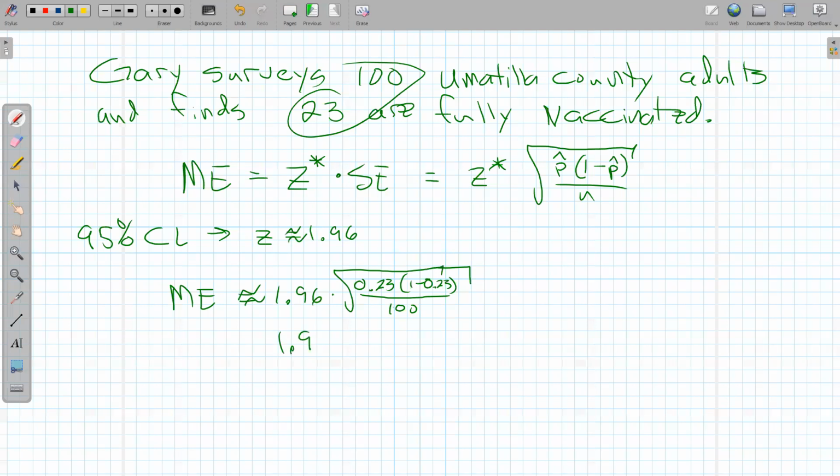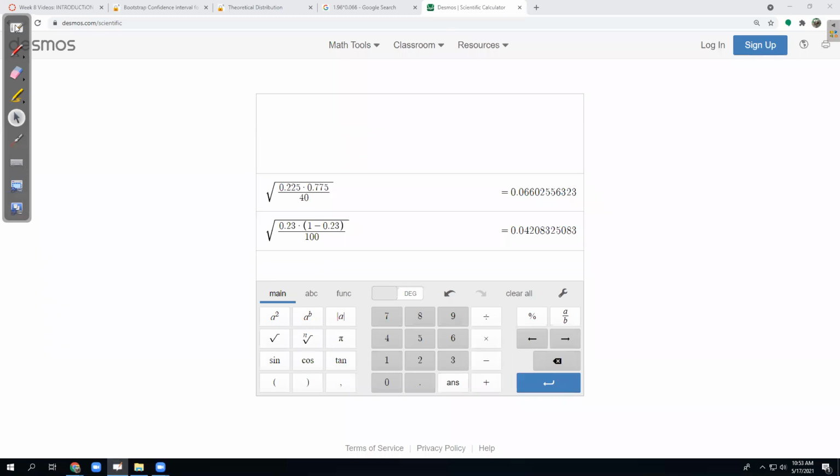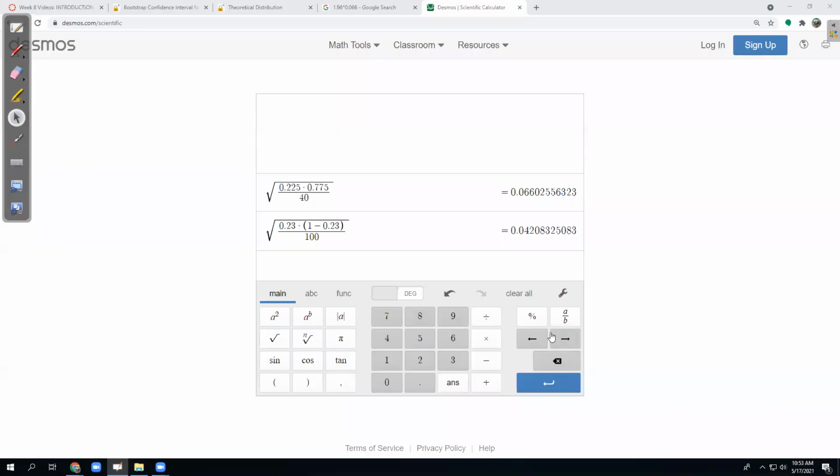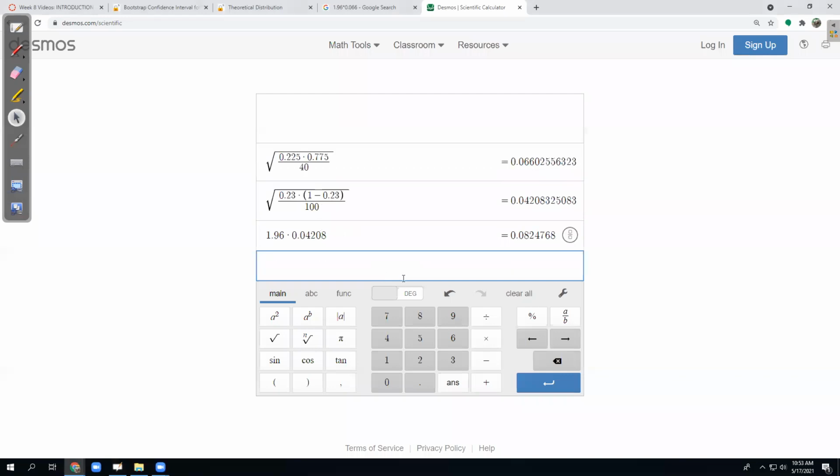So now I have 1.96 times 0.04208. Is that right? Yep. All right, and then we just multiply. Back to the calculator, 1.96 times that 0.04208. And this says I should have a margin of error of about 8%. That's better than the 12 or 13% I had before. So 0.08248.